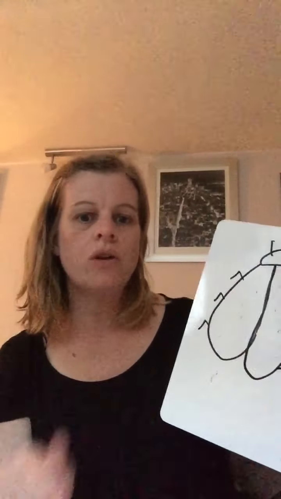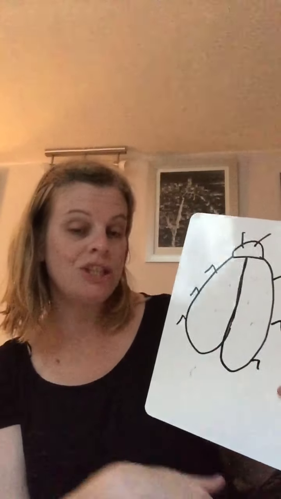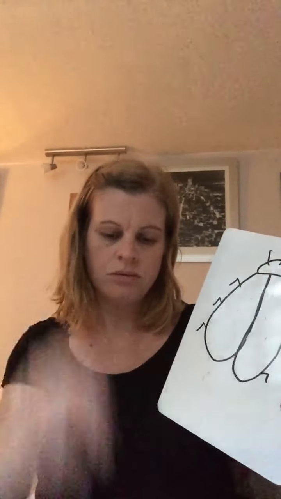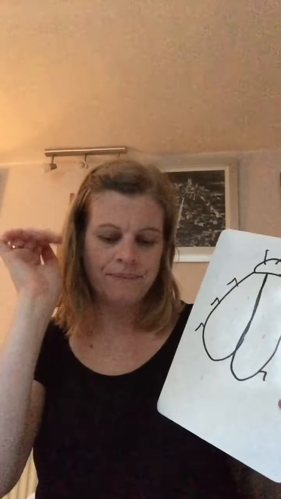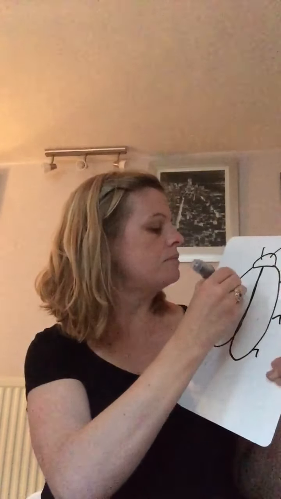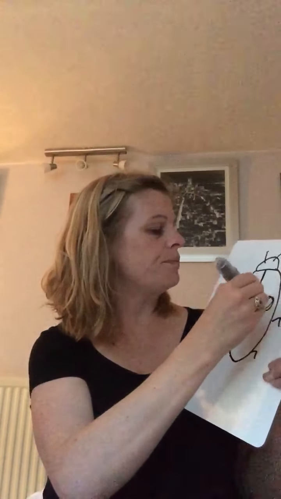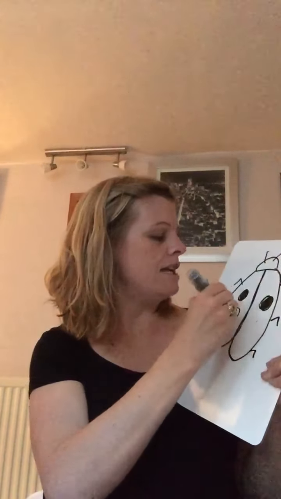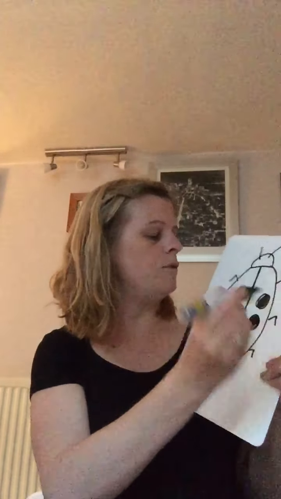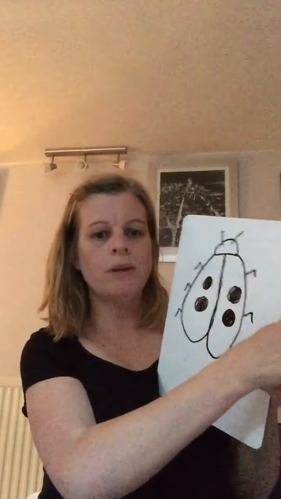Let's do one more together. And then I want you to pause the video and play this by yourself. If you haven't got a dice, what you could do is just ask your grown-up to give you a number, to tell you a number, and then you draw the spots, okay? One more. Got 3 again. And roll again. 4. Ready? 1, 2, 3, and 4 spots on my ladybird.